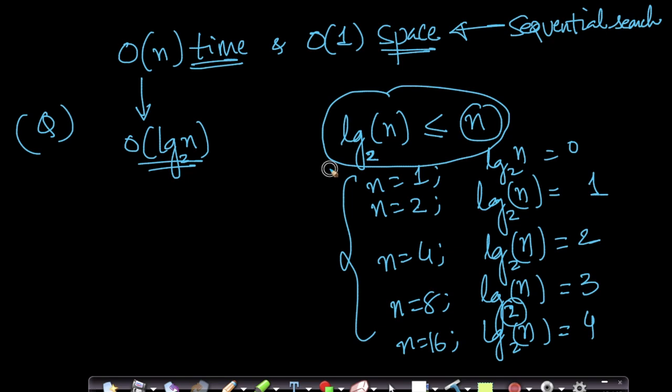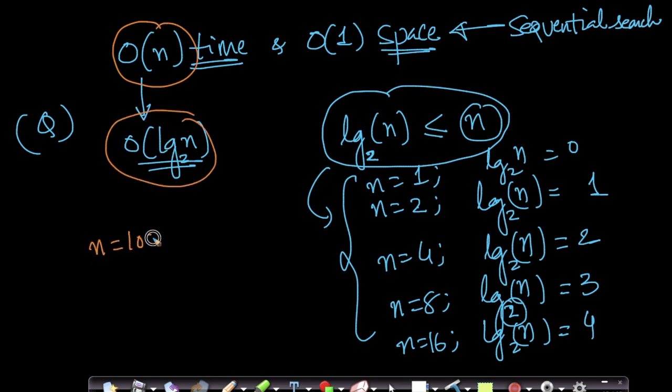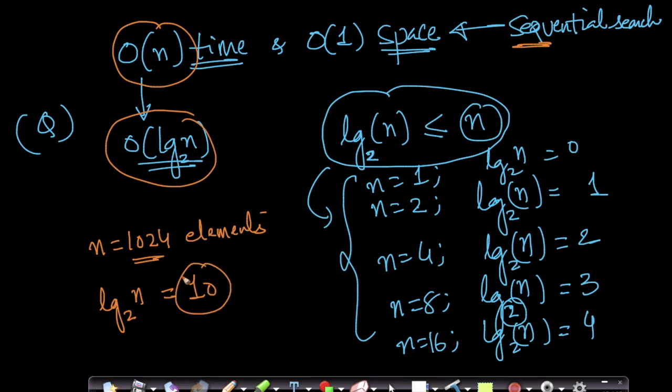The simple example here that I'm showing you, since log n is less than n, if I can somehow write another algorithm that goes from order of n time to order of log n, that is brilliant. Because imagine if my n equals 1024 elements. Using my sequential search, it would take me order of n time, roughly 1024 comparisons. But understand what is log n. Log n base 2, 2 power 10 is 1024, so it is 10.